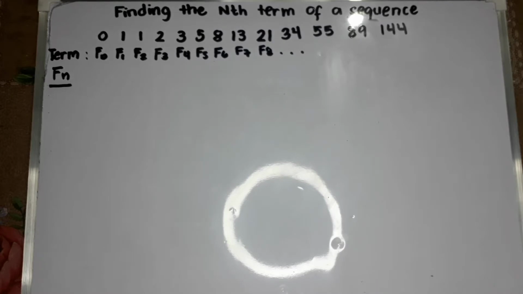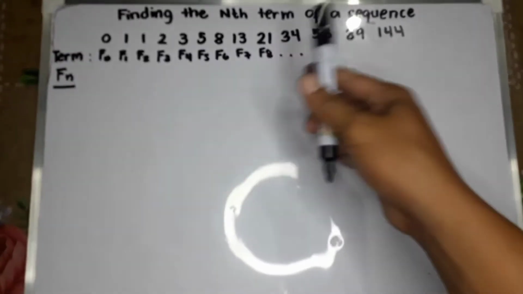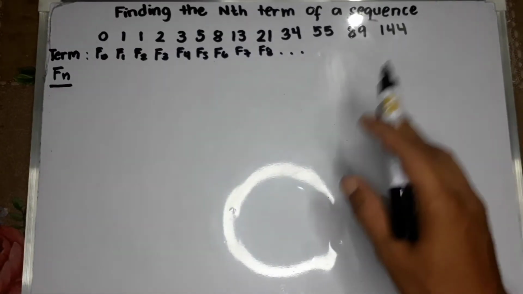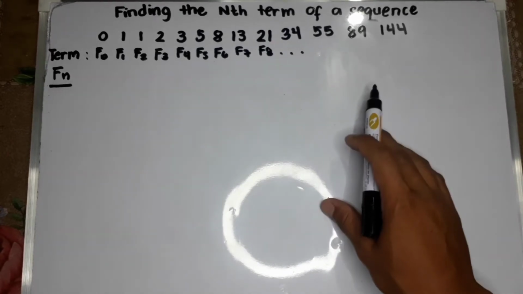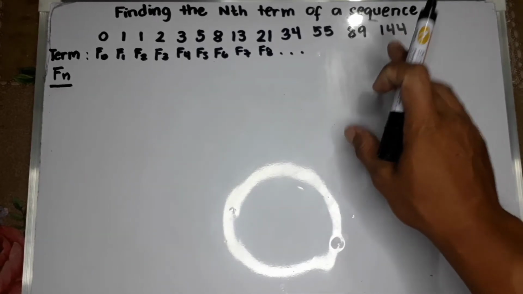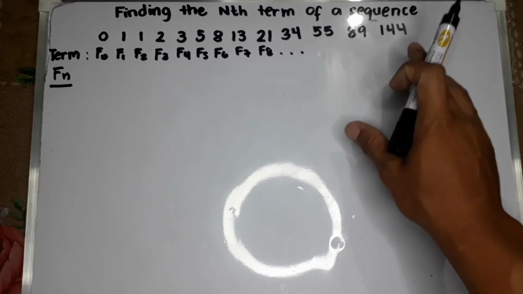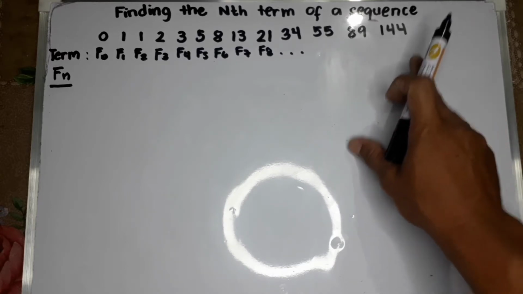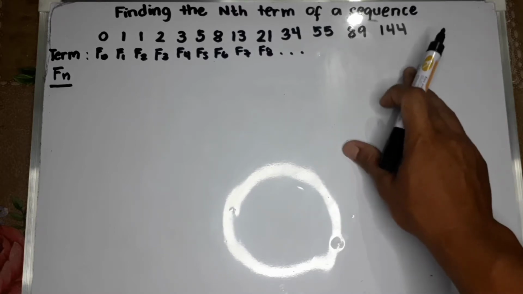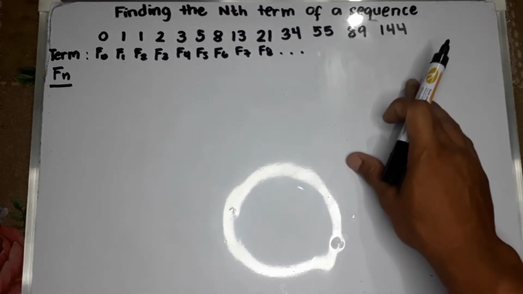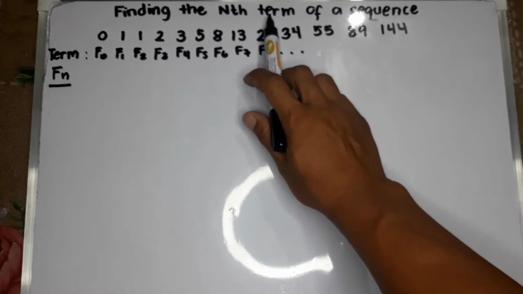Our lesson for today is all about finding the nth term of a sequence. When we say sequence, it means an order. But in mathematics, a sequence is a set of numbers written in a special order by the application of a definite rule. Each number of a sequence is called a term.